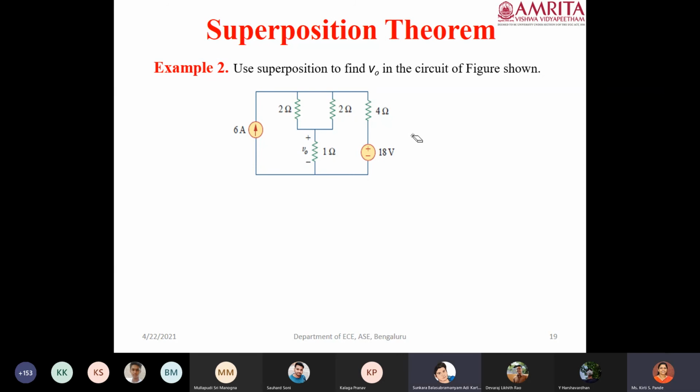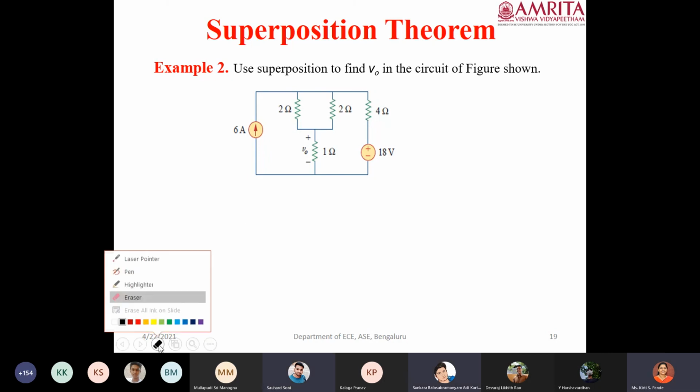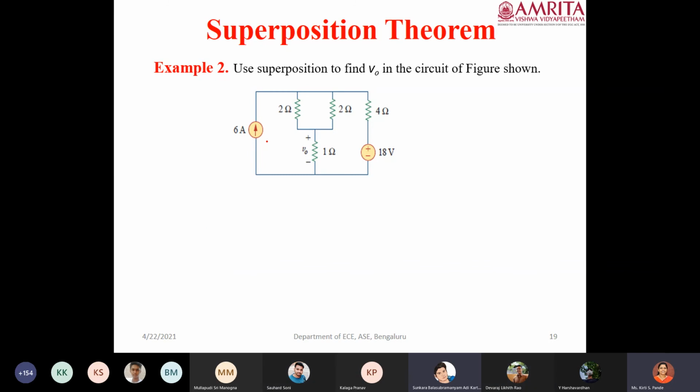Have you noted down the circuit? Yes, ma'am. So 2 sources are there, current source and voltage source. Current source, if it is turned off, what will you take? Open circuit, ma'am. Yes, current source off means it has to be open, that branch itself won't be there. And then 18 volts will be acting. And the next case will be 6 amperes acting, and the 18 volts will be short circuited. Correct?